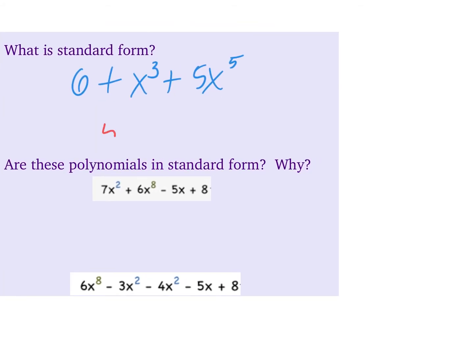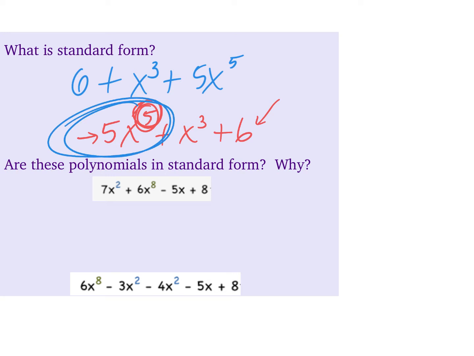It's like the generals. 5x to the 5th, that's the biggest term because of the 5 exponent, not because of this 5. I shouldn't use the 5, but. And then the x to the 3rd is next, and then the 6 is last. That's like a private. He doesn't have any rank. He doesn't outrank anybody. He can't boss anybody around. Okay, so anyway, this one's the lead term. That's the lead coefficient.